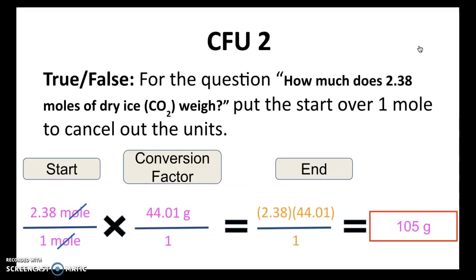CFU 2 is also true or false. True or false for the question, how much does 2.38 moles of dry ice weigh? Put the start over 1 mole to cancel out the units. All right, so you're going to try and answer this true or false. Pause the video now. When you press play again, the answer will be revealed.